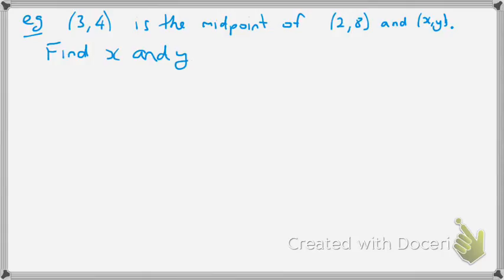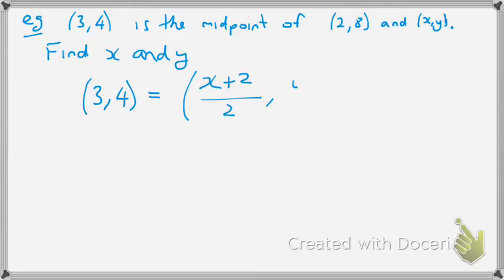So we've given the midpoint this time of 2 points, and we need to find one of the points. So this means that the point 3, 4 is the average of x and 2 and the average of y and 8. And then so we get 2 sets of equations.